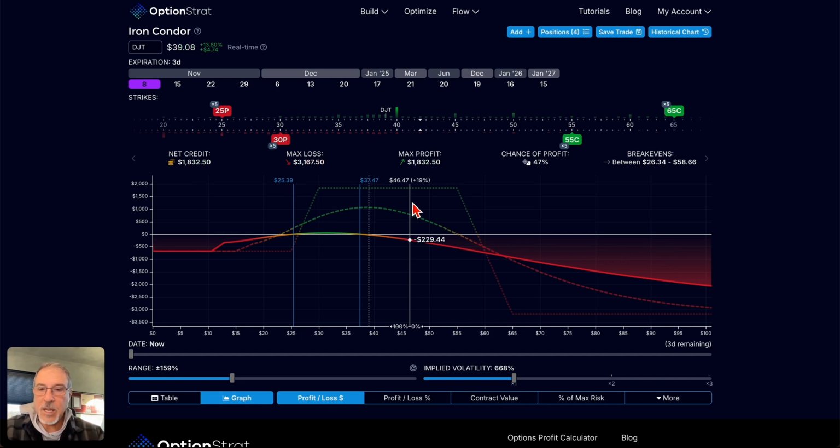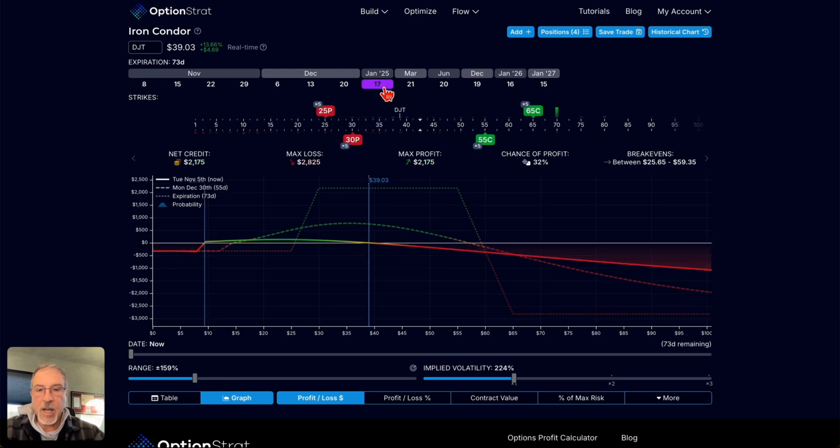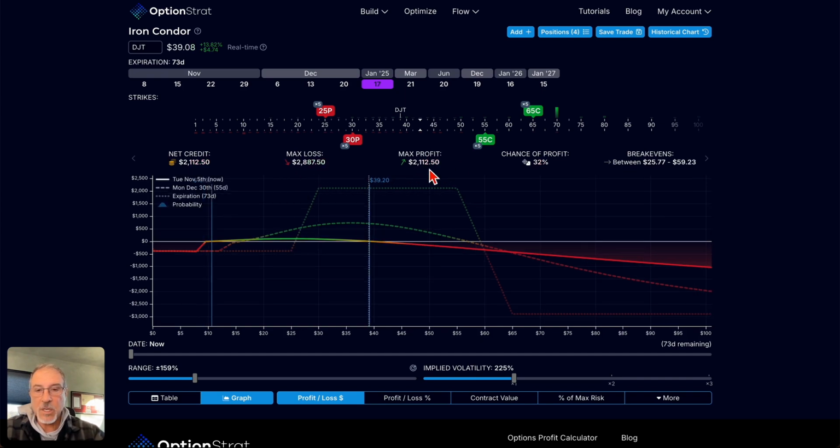Now, here's the odd part. Let's look at the max loss here on the November 8th strikes, or November 8th Condor. That's 3 days from now. Our max loss is roughly 3,100, max profit 1,800. Now, what if I go out further in time? My max loss is 2,800 now. My max profit is 2,200.